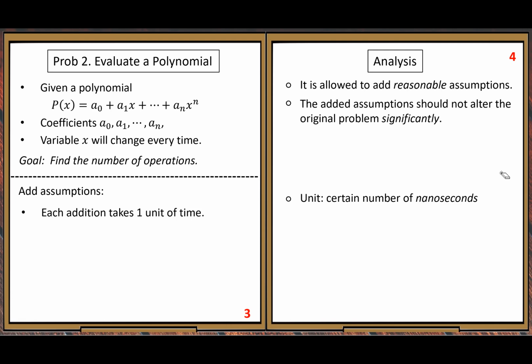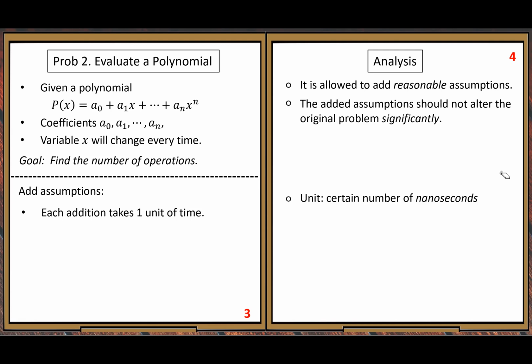For addition, because it's faster, we assume the amount of time for one addition is 1 unit of time. Just 1 unit. Here, this unit is a certain number of nanoseconds, because right now our computer is very fast. So, a certain number of nanoseconds, that level.